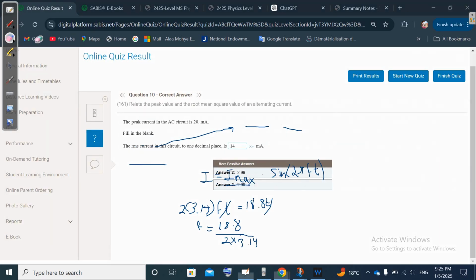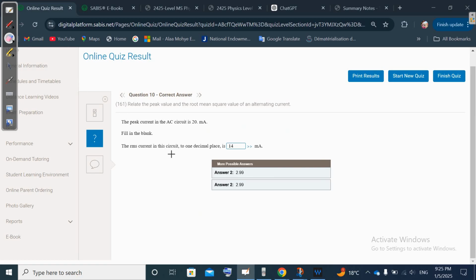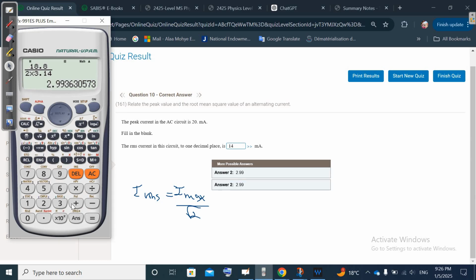Question number 10. Here to find the RMS current, you just do I RMS is I max over root 2. So let's plug it in. The I max is 20 divided by root 2. It's 40.